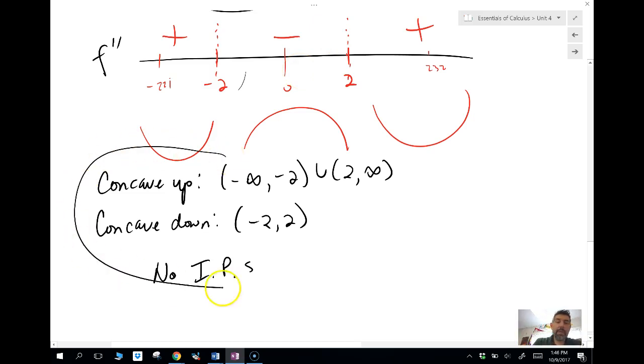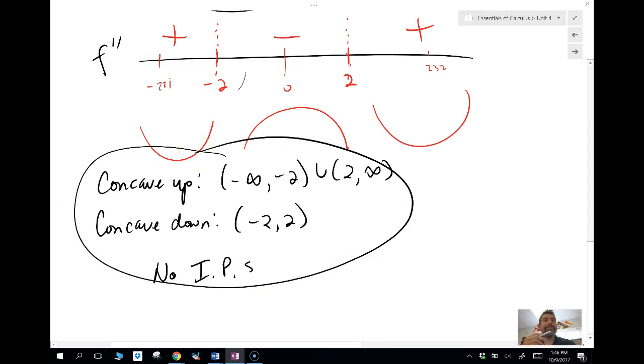All right, so those are two examples of how we would use the second derivative to determine the inflection points and where our graph is either concave up or concave down. There you go. We'll see you soon.